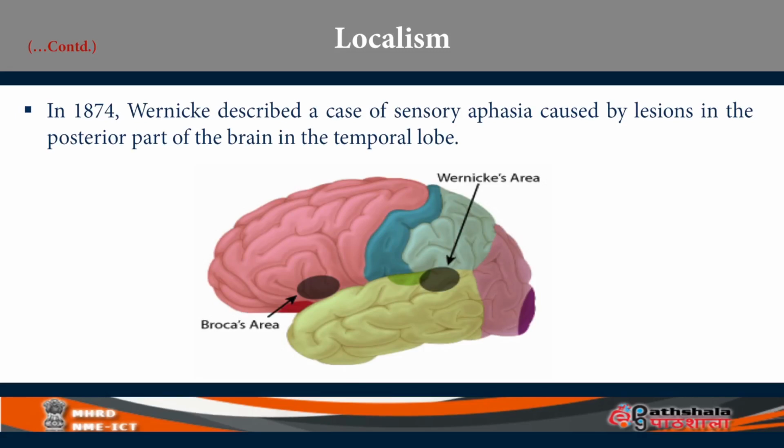Little later in 1874, the German neurologist Wernicke described another area in the temporal lobe which came to be known as Wernicke's area. So Broca's area is in the frontal lobe, Wernicke's area is in the posterior parts, that is in the temporal lobe, and this area is originally associated with understanding, comprehension of speech. Broca's is production, Wernicke's is comprehension. So basically this idea of assigning a given particular brain structure to a particular function is what is called localization or localism.